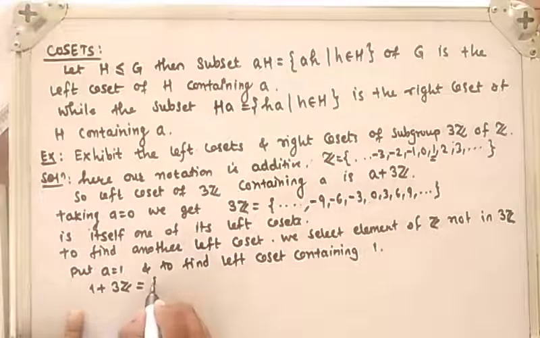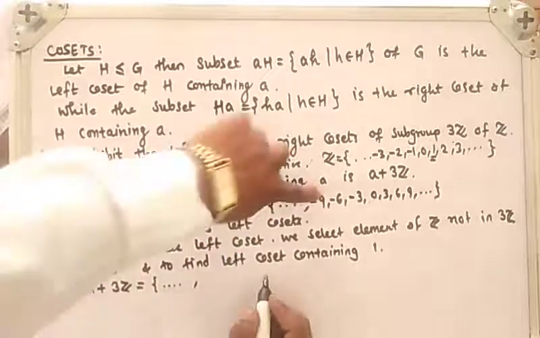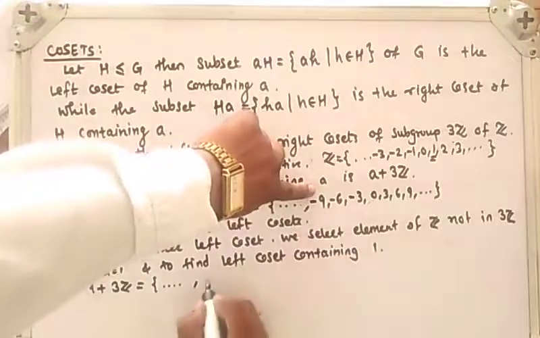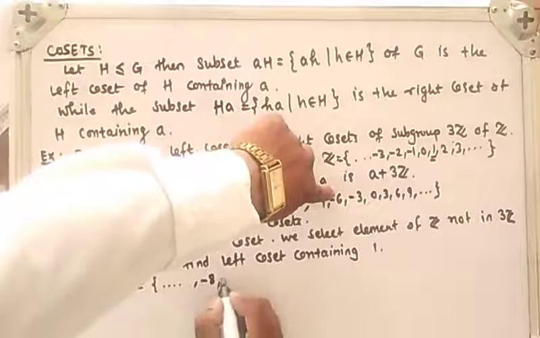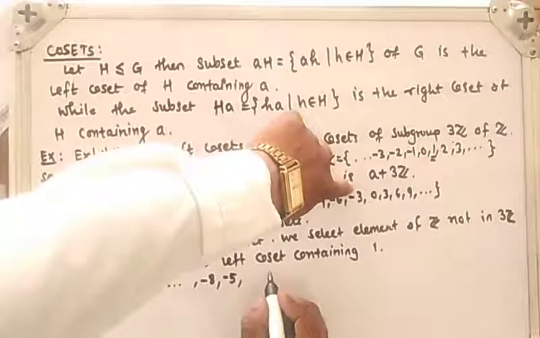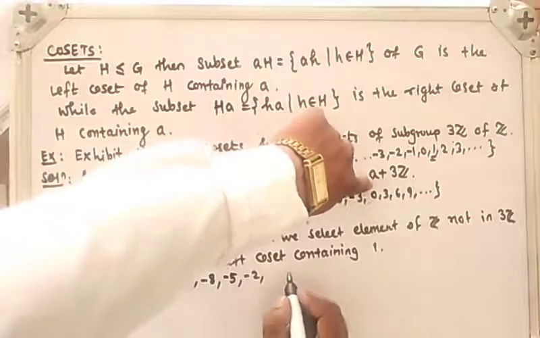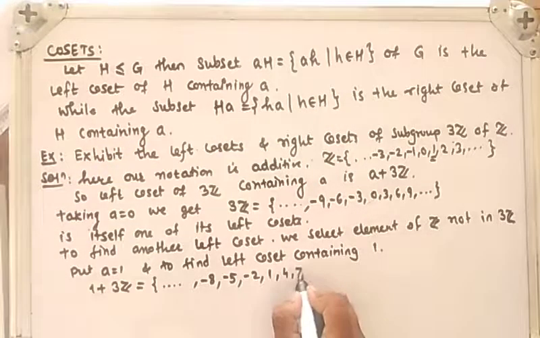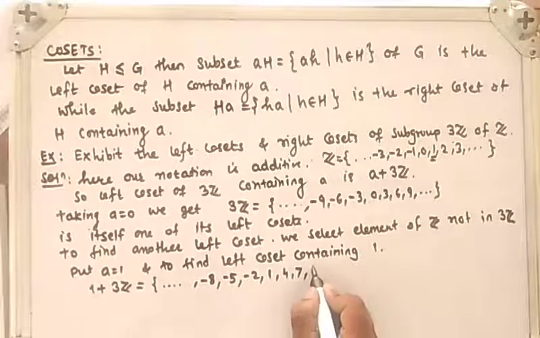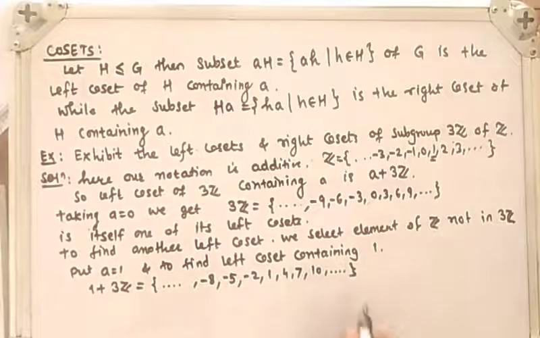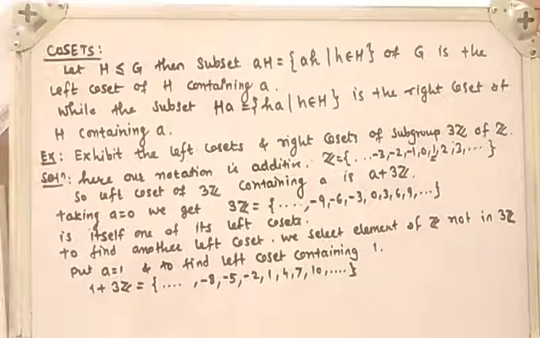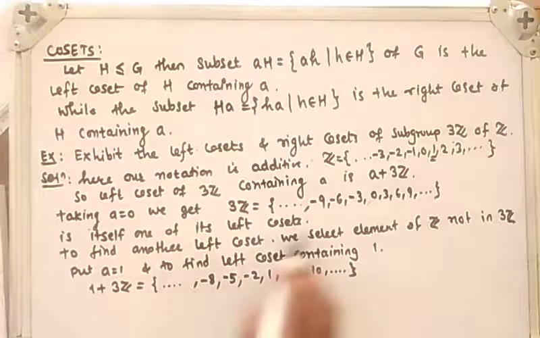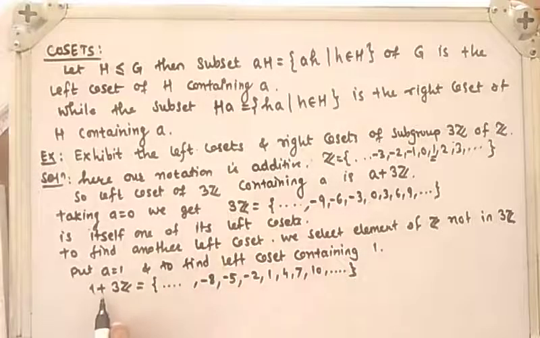So what will we get? If I add 1, then 1 minus 9 which is minus 8, 1 minus 6 which is minus 5, 1 minus 3 which is minus 2, 0 plus 1 which is 1, 1 plus 3 is 4, 6 plus 1 is 7, 9 plus 1 is 10, and so on, which is the coset containing 1. So these are two left cosets. Here the first coset is 3Z and the second coset is 1 plus 3Z.